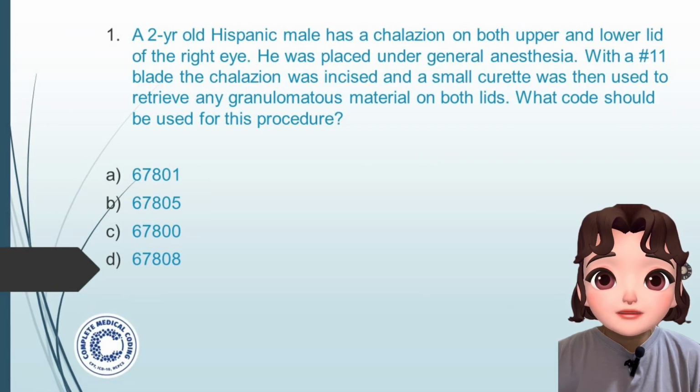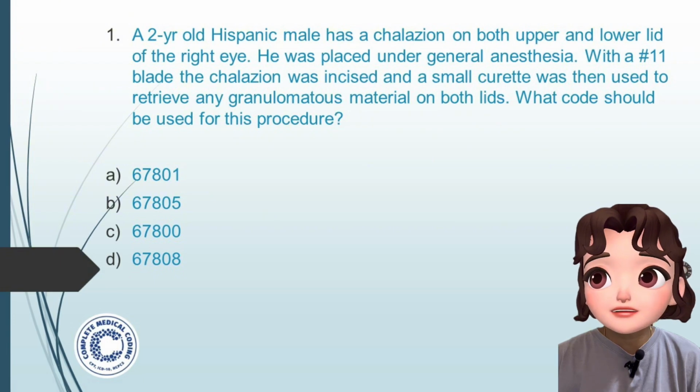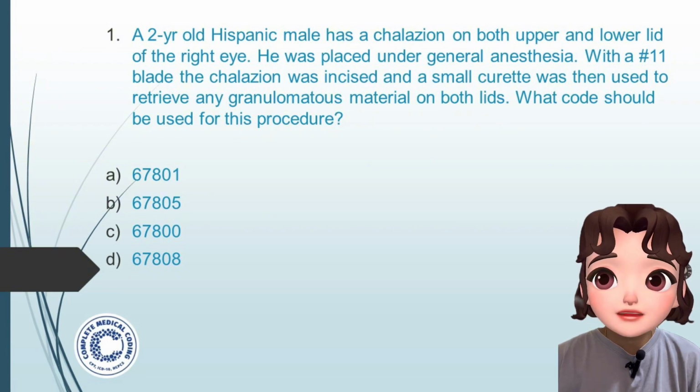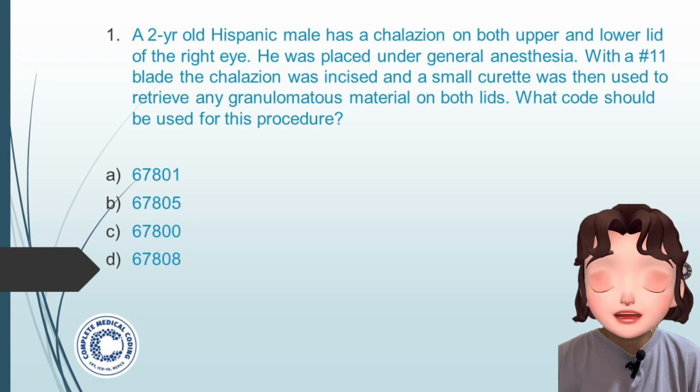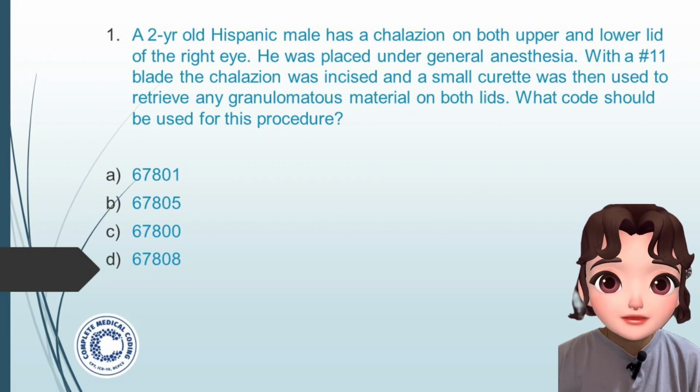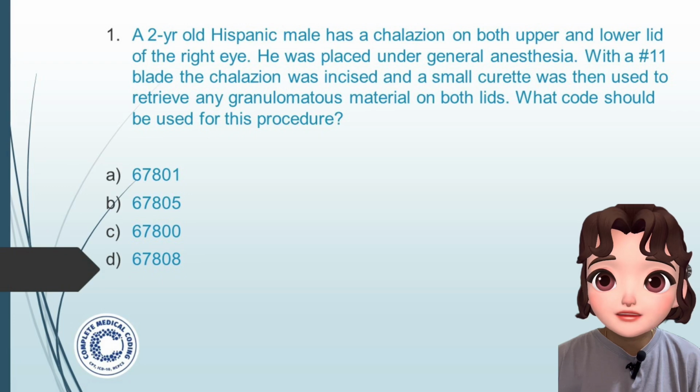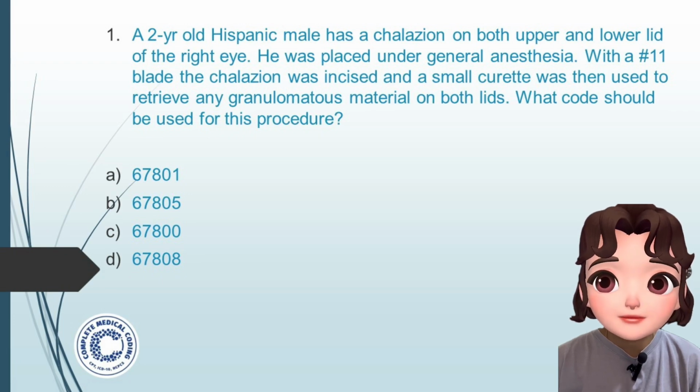Let's move to the first question. A 2-year-old Hispanic male has a chalazion on both upper and lower lid of the right eye. He was placed under general anesthesia. With a number 11 blade, the chalazion was incised and a small curette was then used to retrieve any granulomatous material on both the lids. What code should be used for this procedure?